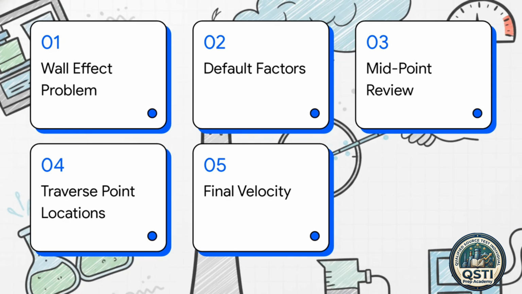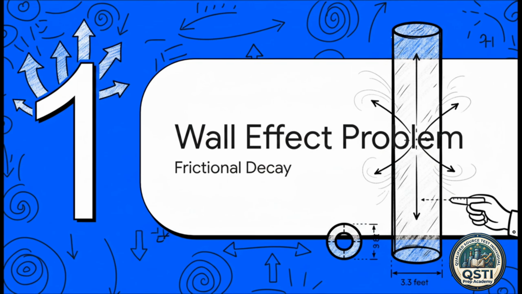testing. Okay, here's our game plan for today's explainer. Number 1, the wall effect problem. 2, default adjustment factors. 3, a quick midpoint review. 4, traverse point locations. And 5, calculating the final velocity. All right, kicking things off with Section 1, the wall effect problem, specifically frictional decay.